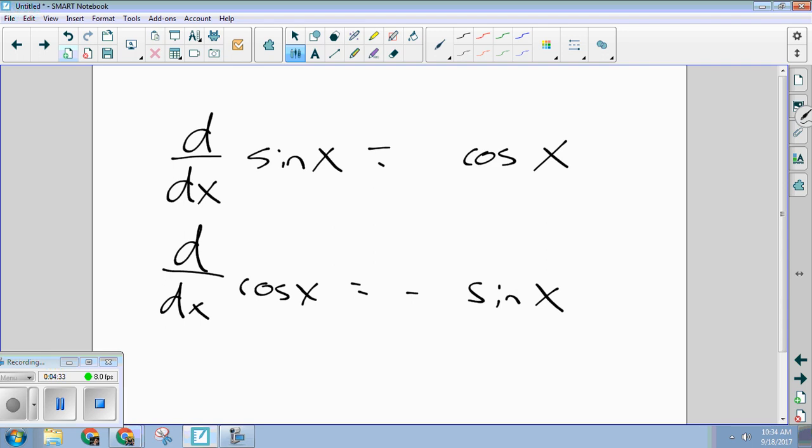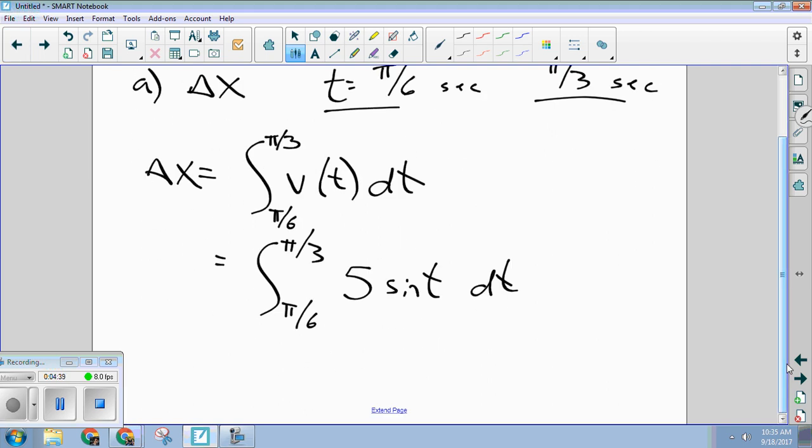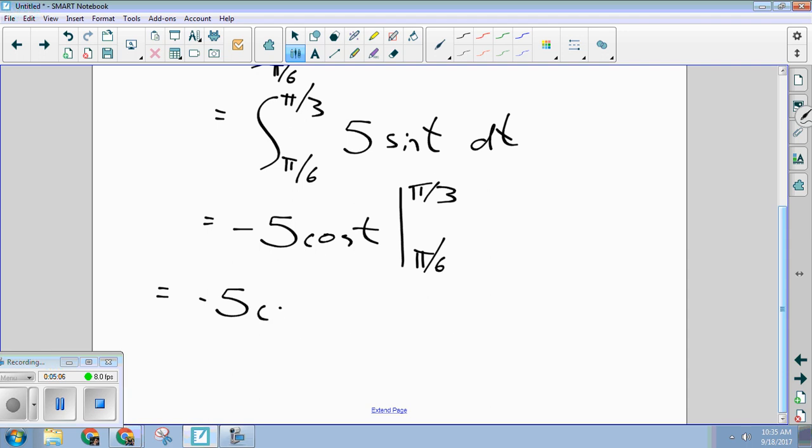So, progressing from there then, we just decided that the integral of sine is negative cosine. Multiplying by 5 doesn't change anything, so you get negative 5 times the cosine of t. Good. So that's my integral, and now I need to evaluate it at pi over 6 and pi over 3. So this becomes negative 5 times the cosine of pi over 3 minus negative 5 times the cosine of pi over 6.